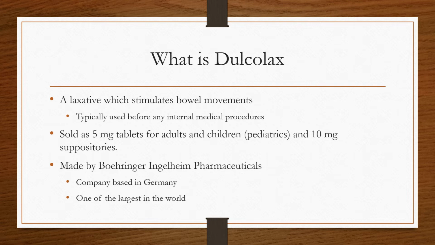Dulcolax is made by Boehringer Ingelheim Pharmaceuticals, a pharmaceutical company based in Germany and one of the largest pharmaceutical companies in the world. Their net worth is well over billions of dollars. Now, Dulcolax was first used as a laxative in October of 1956 when it was approved by the FDA to do so.